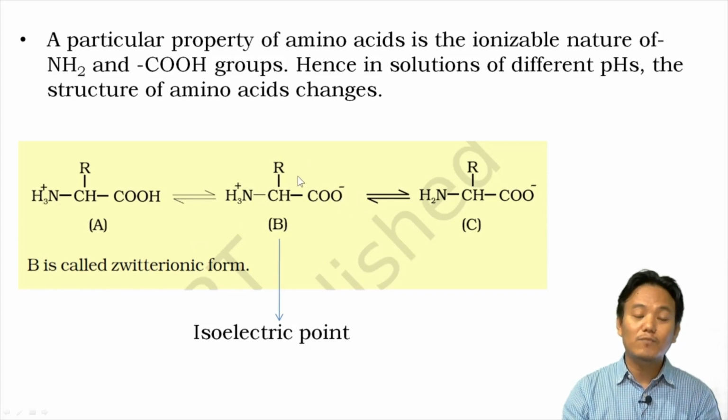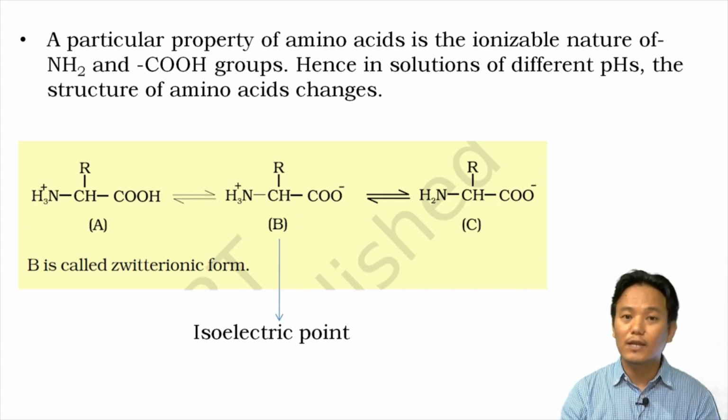The property is that NH2 and COOH are ionizable. NH2 becomes NH3 with positive charge, and COOH becomes COO with negative charge. So they get charged. That is called ionization. Okay. So this is the zwitterionic form. So this is all about the properties of amino acids.